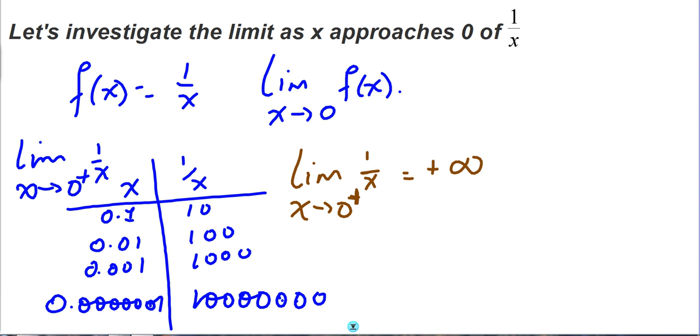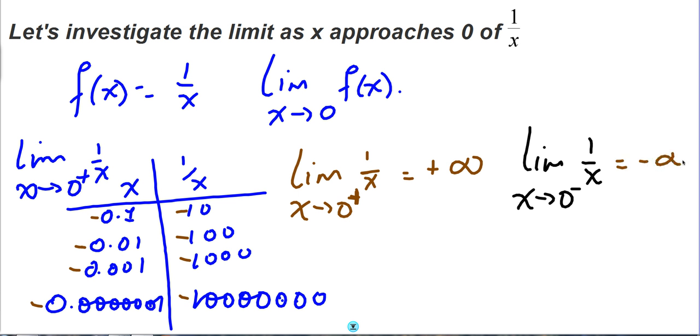from the left side, the limit as x approaches 0 from the left of 1 over x. So from the left side, we can just go to the negative values. So this just becomes negative, and this will be negative, negative, negative. So it means that this limit is negative infinity, meaning that when x is getting closer and closer to 0 from the negative side, this function is getting bigger and bigger in the negative direction.